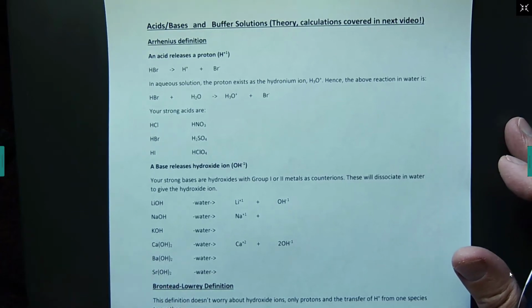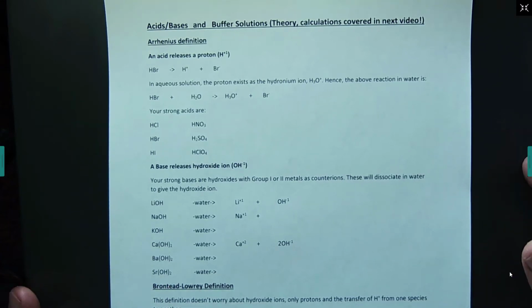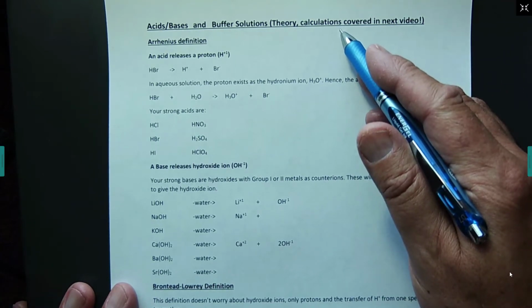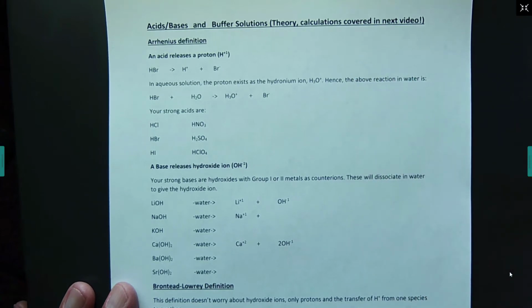Okay, we're going to take a quick look at acid-base theory so that we can apply that when we start doing some calculations with buffer solutions. Stuff that you should have learned long ago in Chem 1, but may not have. Little review of acid-base theory here.